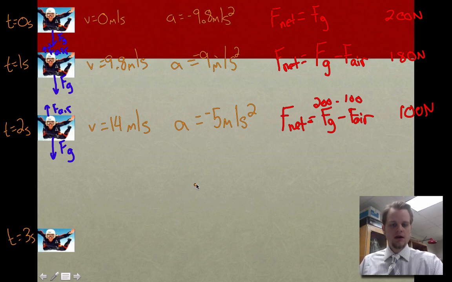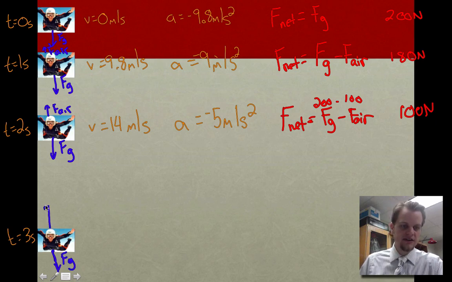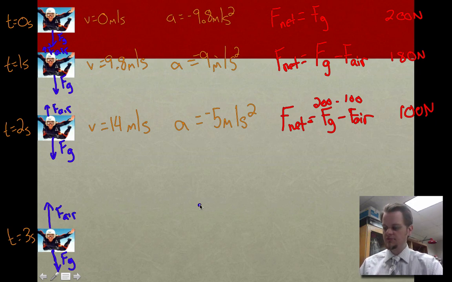And then 3 seconds later, he's still got the same force of gravity as usual. But now he's going at exactly the right speed that the force of gravity and the force of air resistance exactly match up. He has accelerated from 14 meters per second, so let's say you measure and he's going 15 meters per second down.